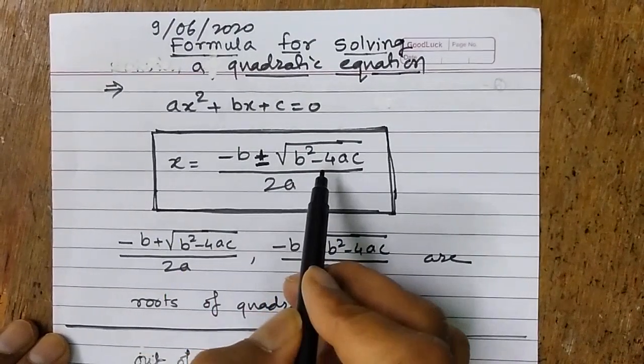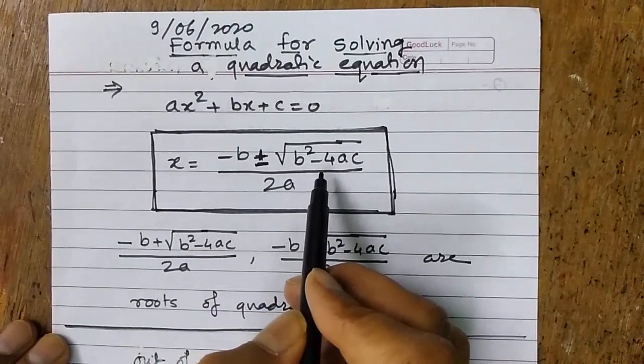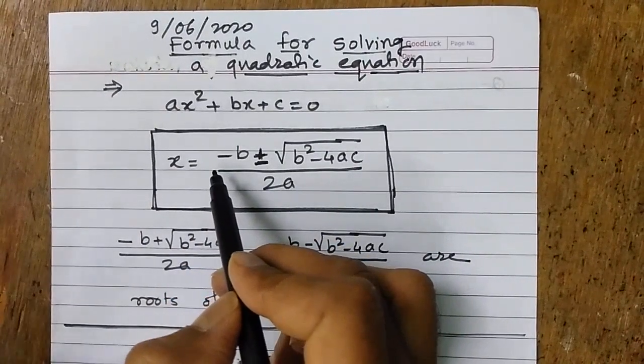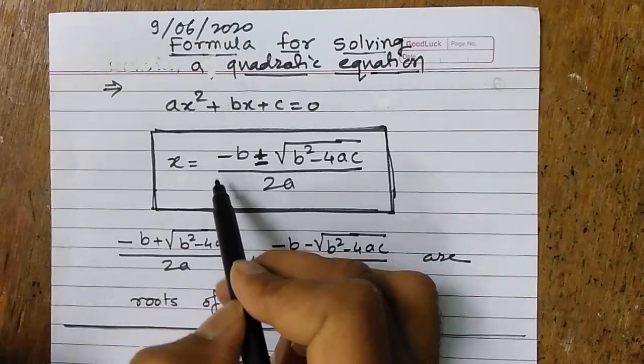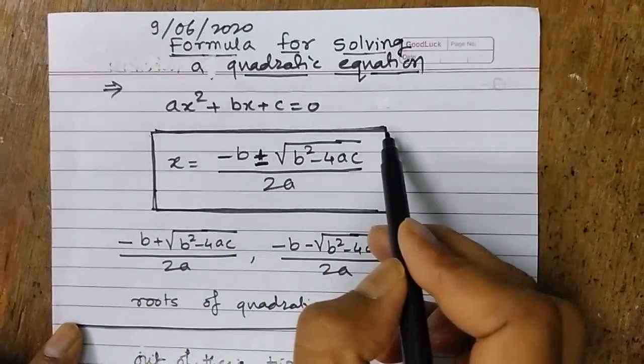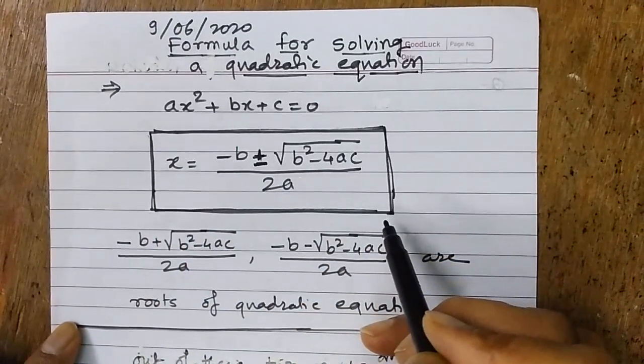This derivation we have seen yesterday. The derivation of this we have seen by the completing the square method, and this ready-made formula is now very useful for solving the quadratic equation.